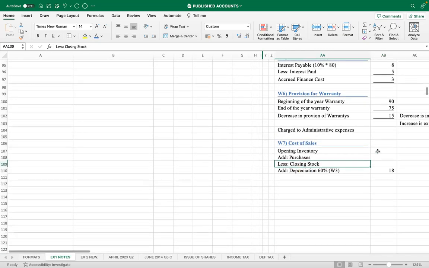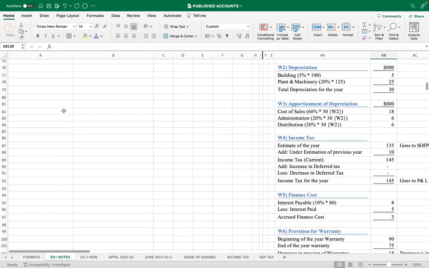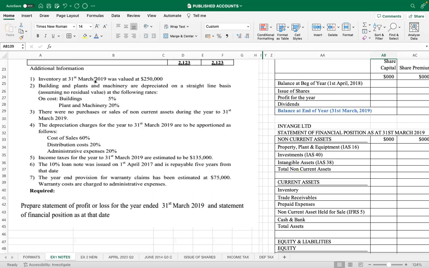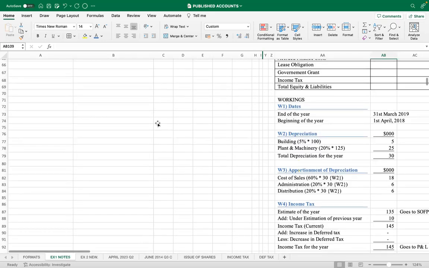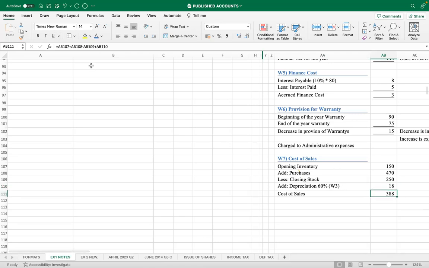So 150, and then we have 470. And then we can have less closing stock. Closing stock is additional information 1. Inventory at the end of the year was 250. So what is our cost of sales? Cost of sales is equal to 150 plus 470 minus closing stock plus depreciation. So it gives us cost of sales of 388.